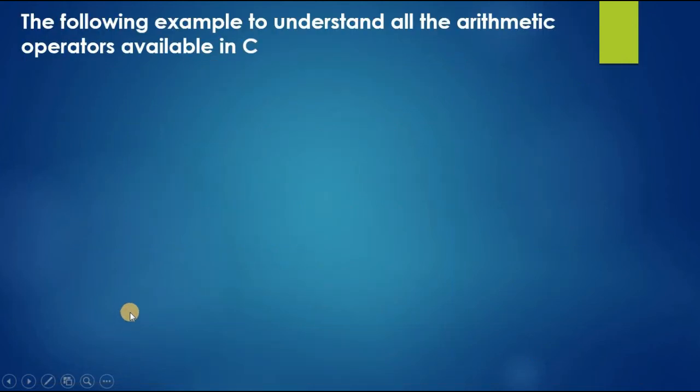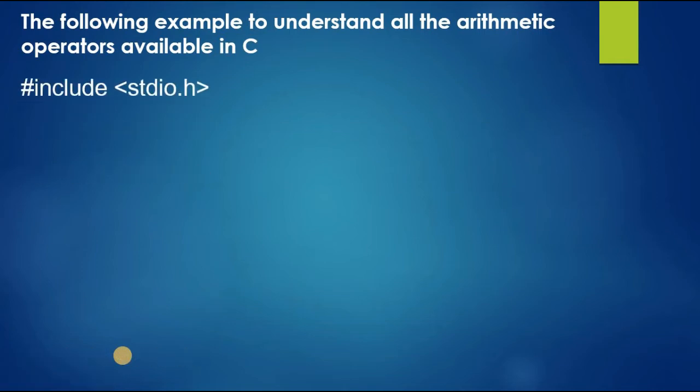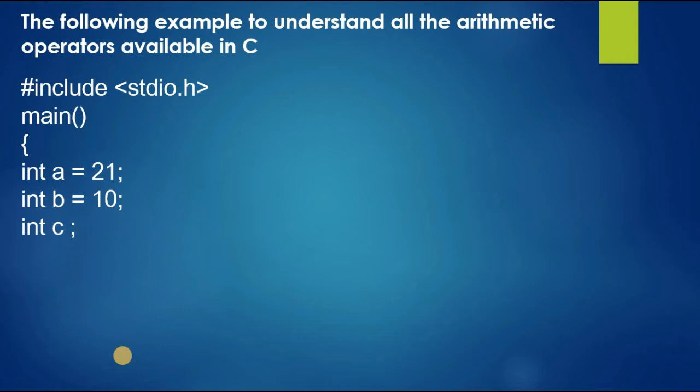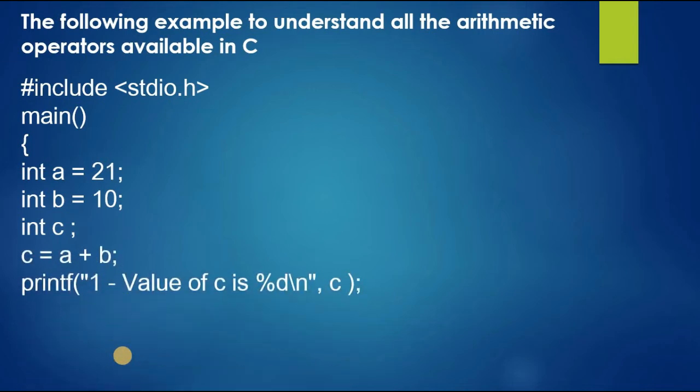Next we will see one example for the arithmetic operators. We have written one program here. First we declared the preprocessor command. Then we declared the main function. Inside the main function we declared the variables int a equal to 21, int b equal to 10, int c. Then we are performing the first operation, that is c equal to a plus b.